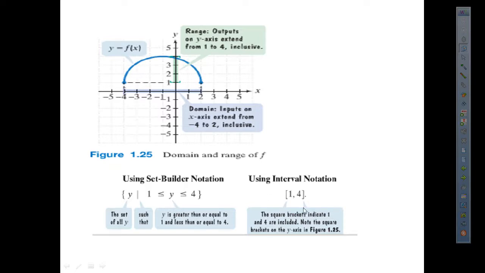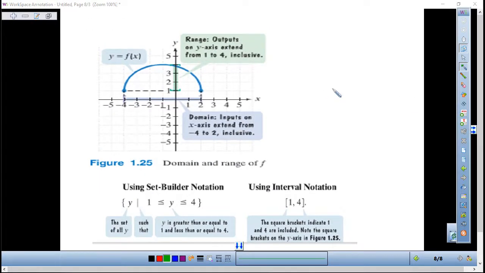Now, interval notation is a lot simpler. All you're going to do is, if it's got a closed dot over there, you're going to have a bracket. If this had been an open dot, that would be a parentheses. So if it's open, you're going to use parentheses. Closed, you're going to use brackets, and that occurs with either end.